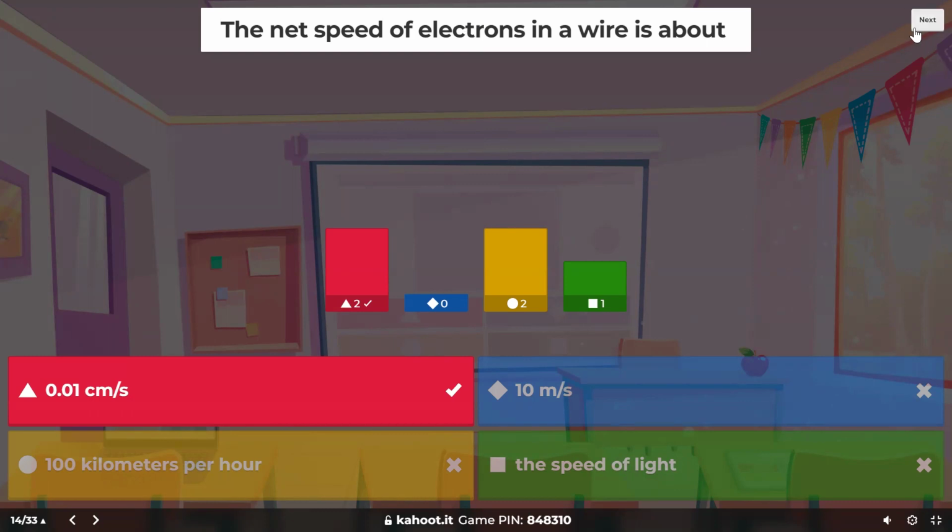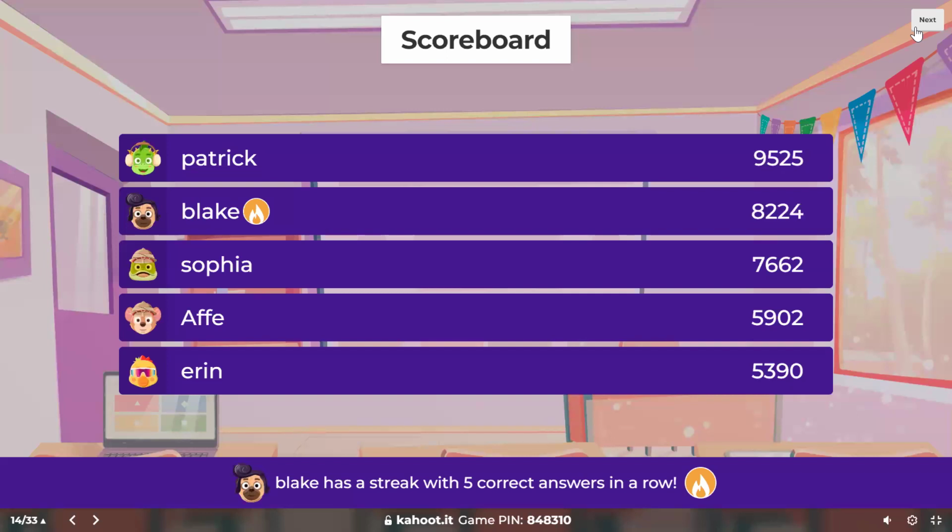No, that's for direct current. If you're talking about alternating current, then there's no net movement. They just kind of slosh back and forth. All right.